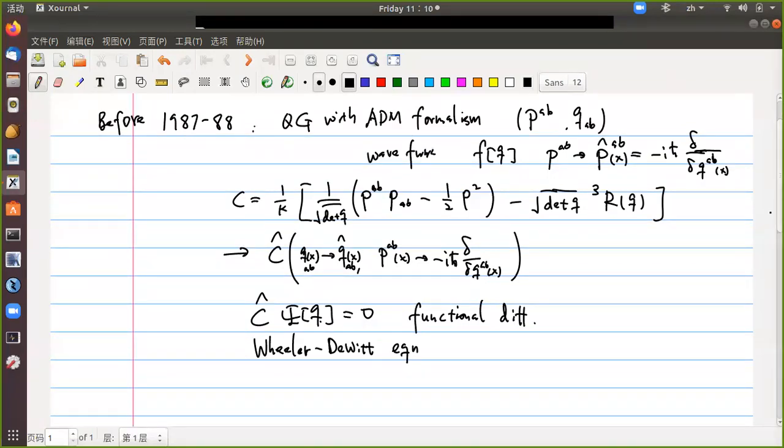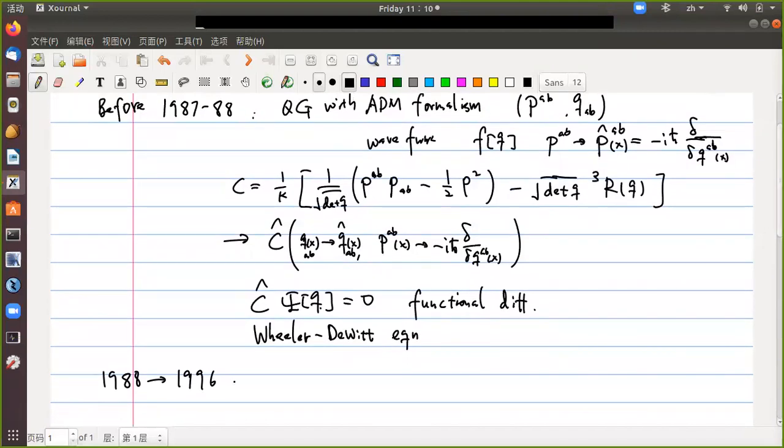And now, starting from 1988 to 1996, let's say, we have the Ashtekar variables. So Ashtekar comes and designs the Ashtekar variables.